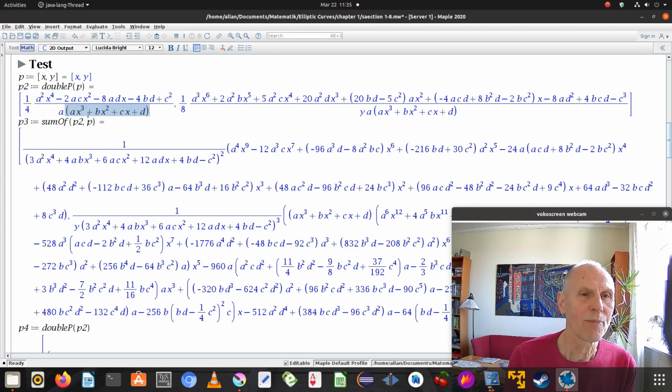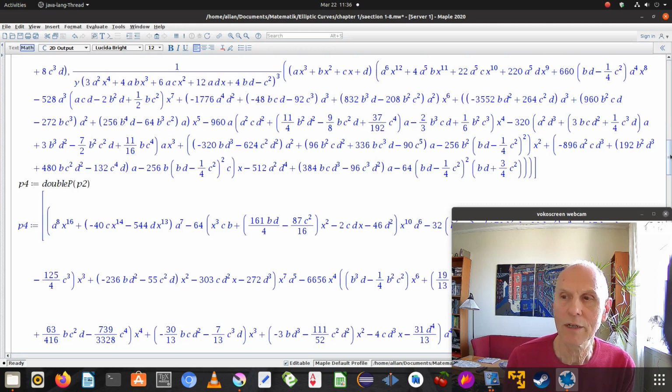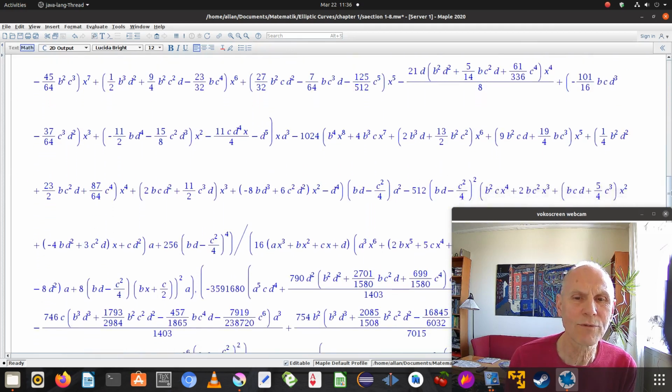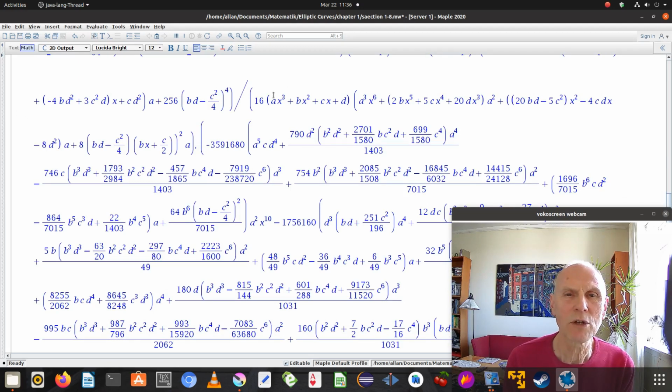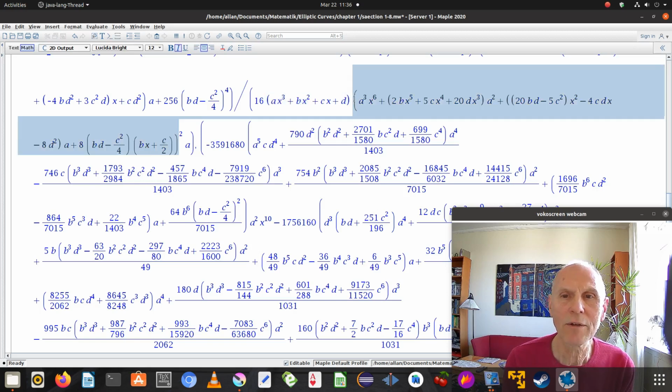and P3: I added P2 and P, and there we got this factor in the denominator, and it's squared, which you already know. And then P4: I doubled P2, and that is actually difficult to find here. We've got it. So we've got the points of order 2 here, and then here we have, that must be F4 squared, having the right degree 6.